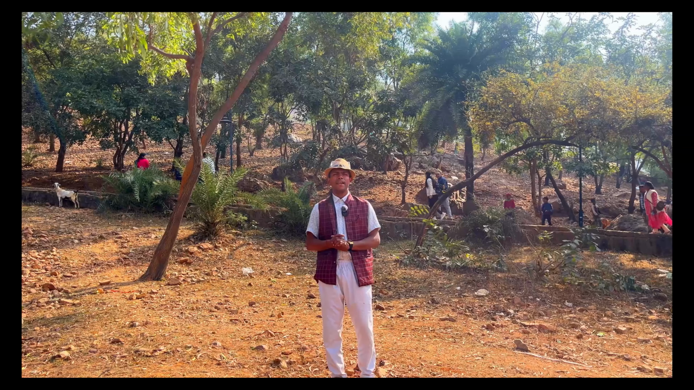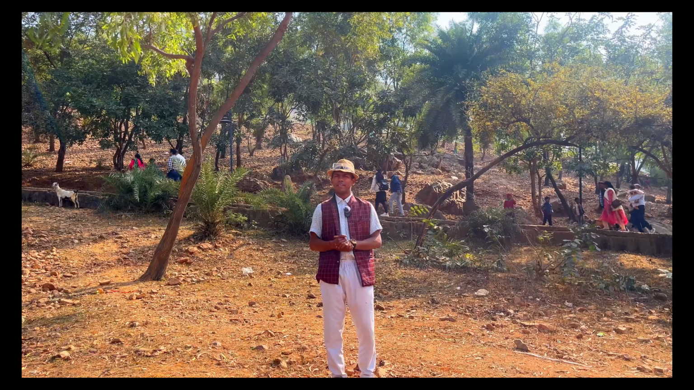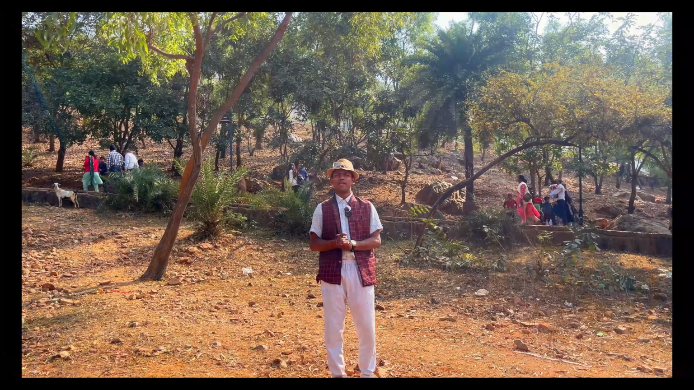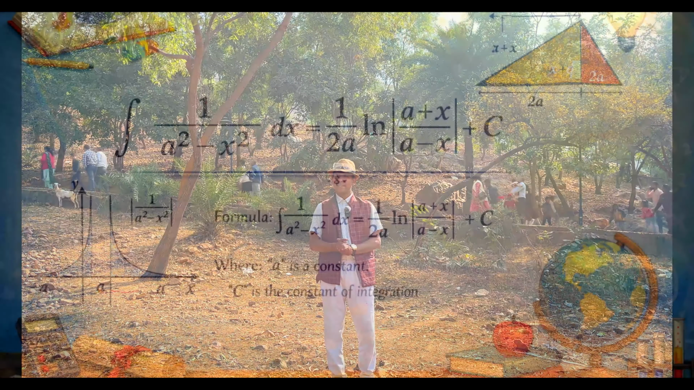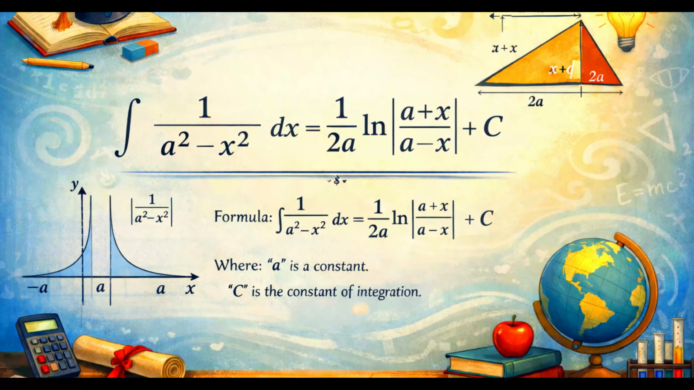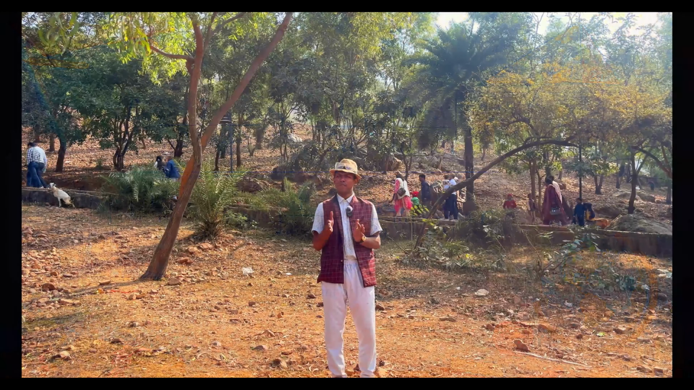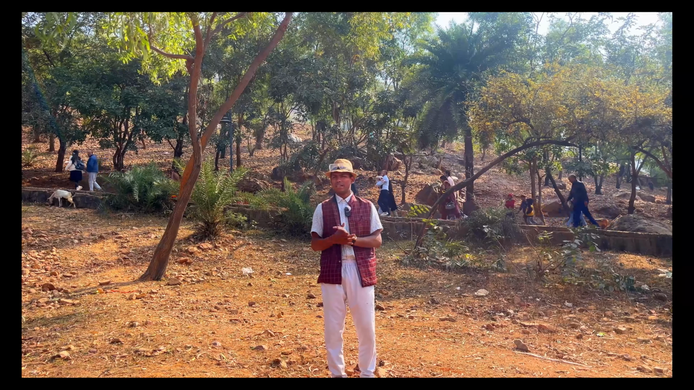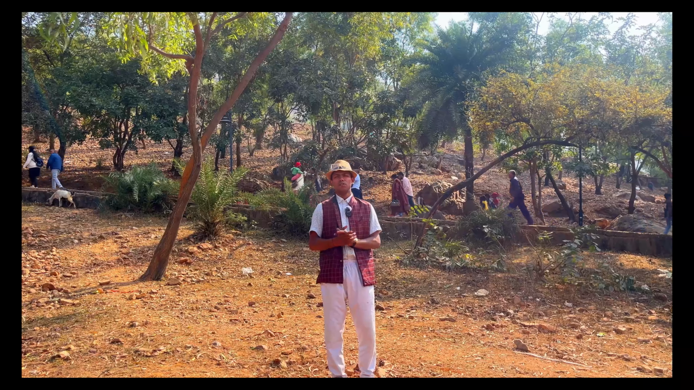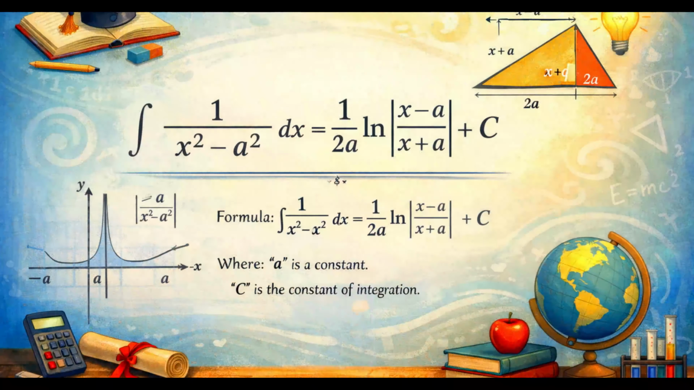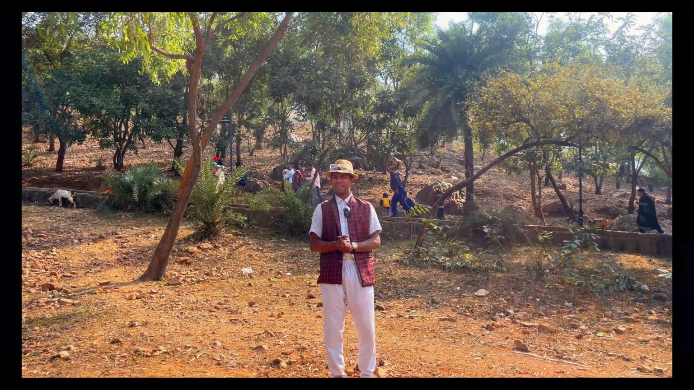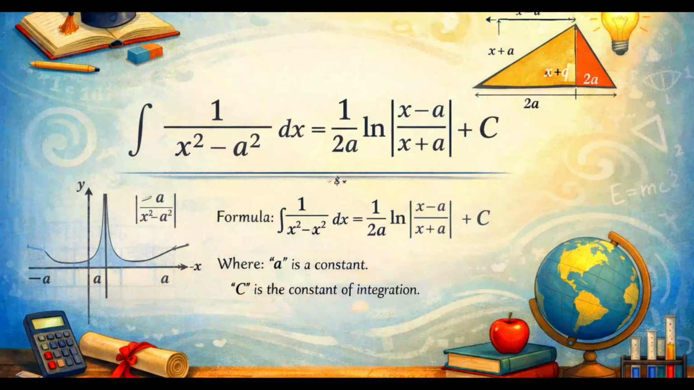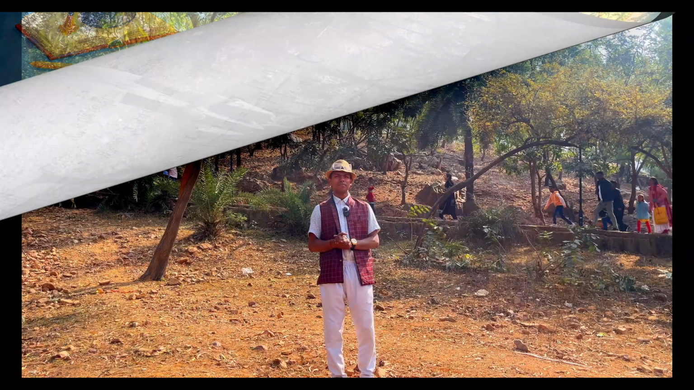Now further, the integration of 1 upon a square minus x square. The trick to remember is first you write 1 upon 2a, then you write log, and a was at the beginning, so 1 upon 2a log of a plus x by a minus x plus c. Similarly, the integration of 1 upon x square minus a square dx is equal to 1 upon 2a log of x minus a by x plus a.